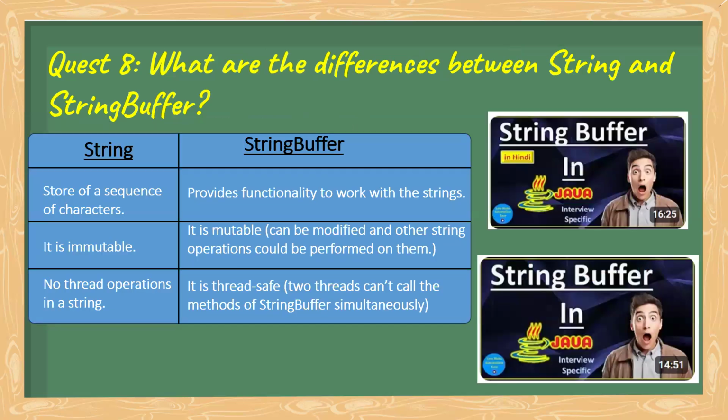Now, the eighth question is: what is the difference between String and StringBuffer? A String is basically used to store a sequence of characters, and StringBuffer is also used to store a string. The main difference is that a String is immutable. Immutable means once you have created the String object, you can't change its state. Whenever you perform some operation on a String, it creates a new object behind the scenes.